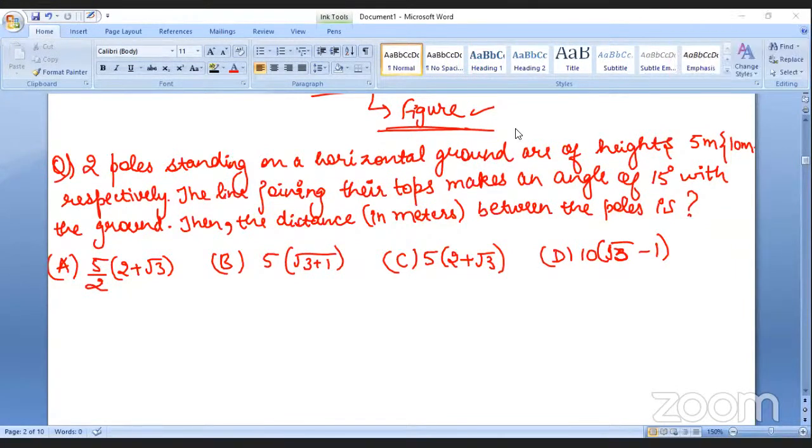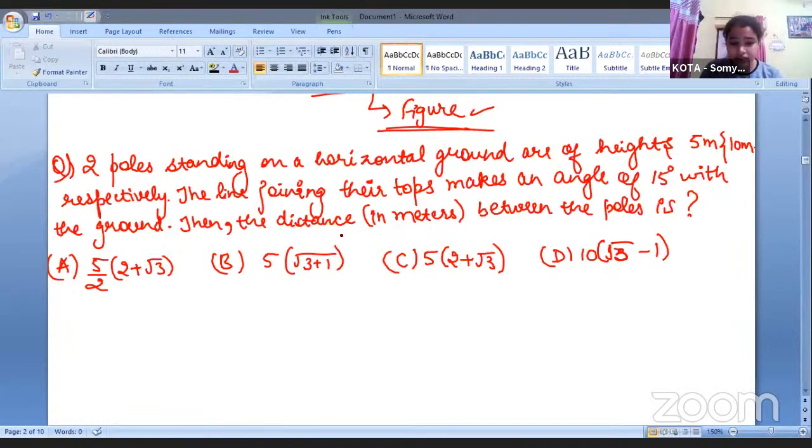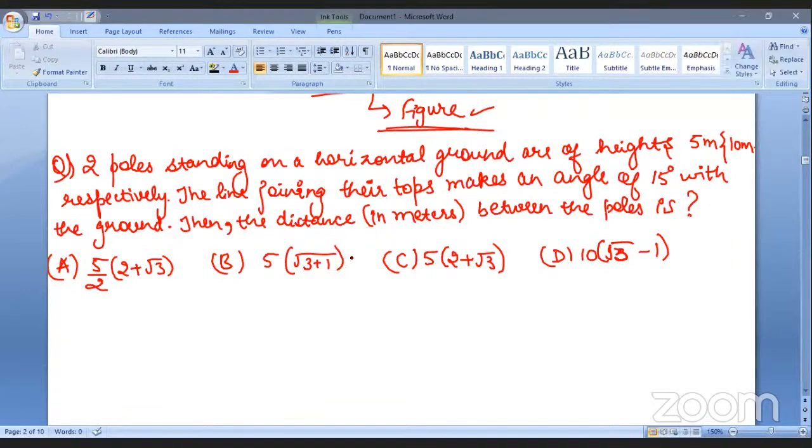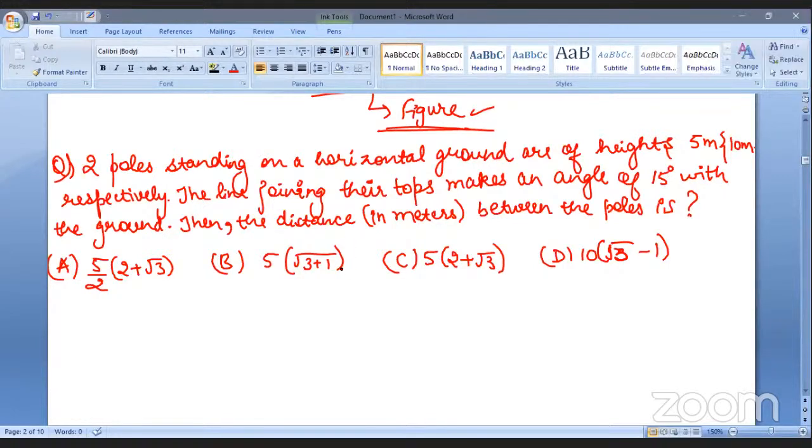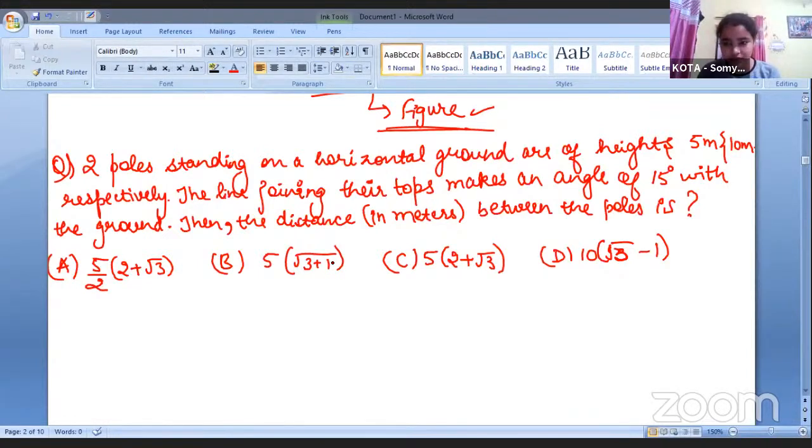Ma'am, is the answer 5 root 3 plus 1 by root 3 minus 1? Answer is 5 into root 3 plus 1 by root 3 minus 1. Okay. So do we rationalize it? Yes, you should rationalize it also.